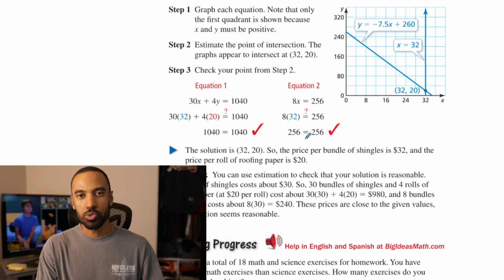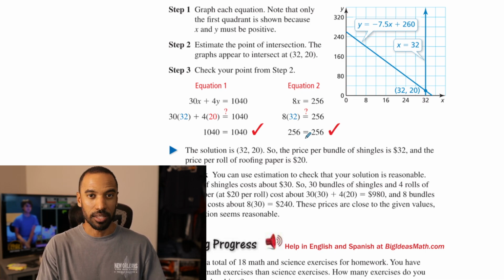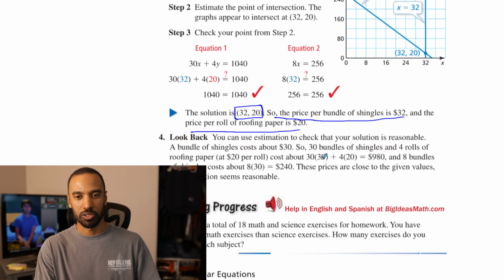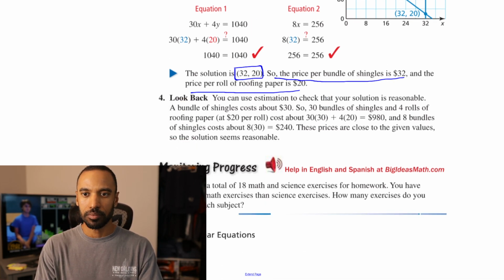So now, because this one's a word problem, solutions are ordered pairs. But in a context-based scenario, guys, word problems means our answer should be in words. Although 32, 20 is the ordered pair, we should actually state this: the price per bundle of shingles is $32 and the price per roll of roofing paper is $20. You should definitely be writing your answer as a solution set like that.